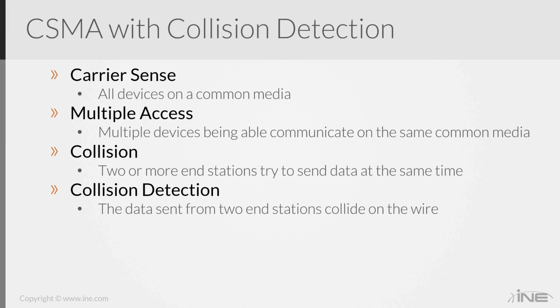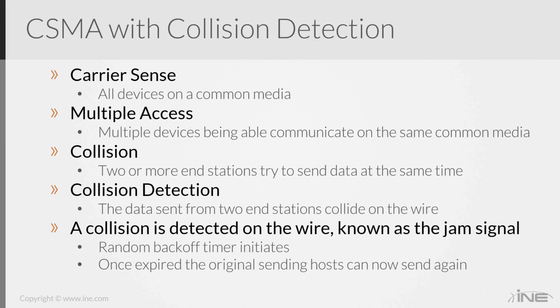It makes things easier. So what happens when there is a collision? Well, when a collision is detected on the wire, known as the jam signal, a random backoff timer is initiated, and both devices have to stop sending data. They can't send any data for that period of time.